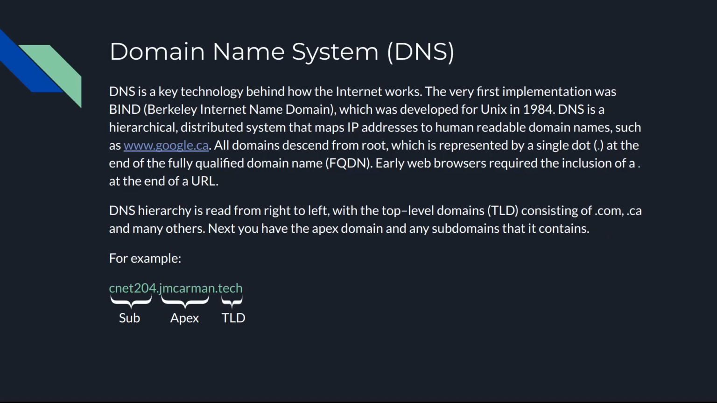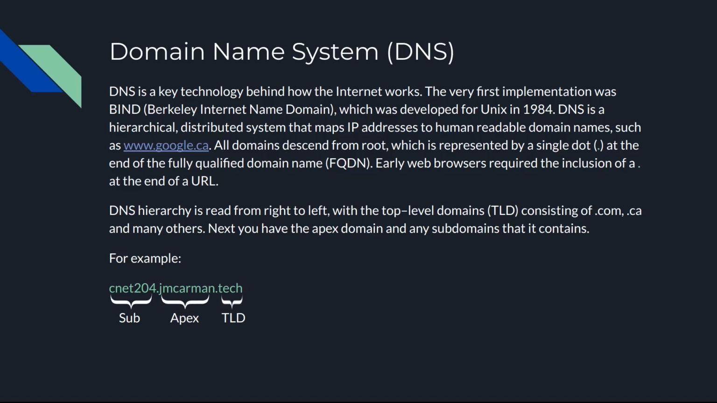So DNS, the domain name system, is important. It's a key technology behind how the internet works. Without DNS, you would have to memorize every website you browse to by IP address, and that just isn't feasible, right? The very first implementation of DNS was Bind, the Berkeley Internet Name Domain, which was developed in 1984 for Unix. Now, Bind is still around today, and you can technically still install it. In fact, we used to do that in this course before it went to the cloud.